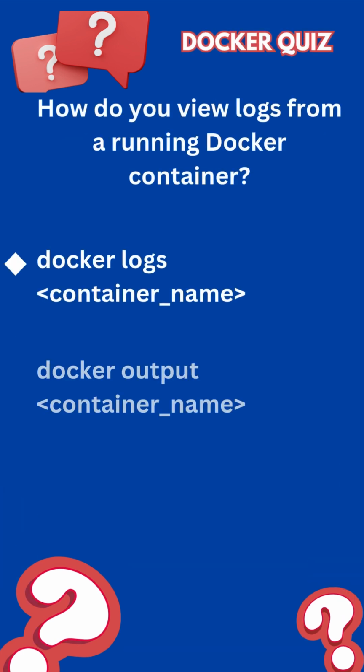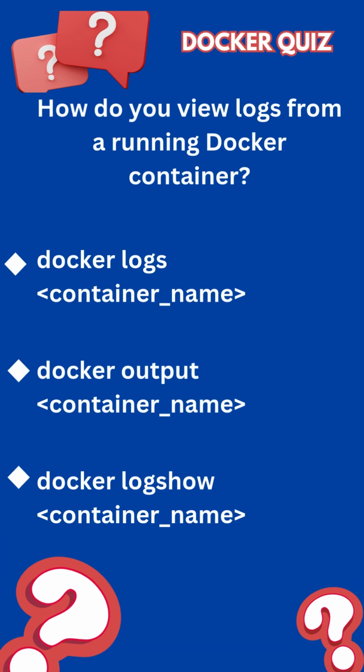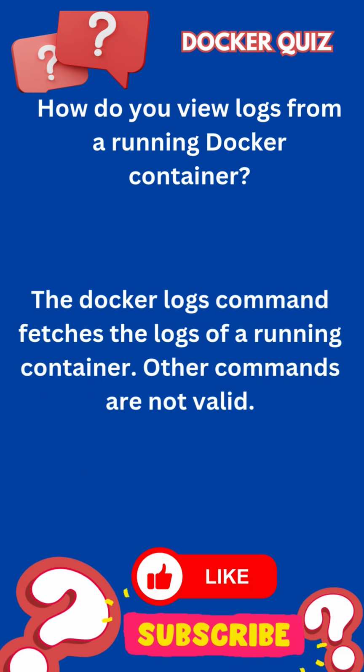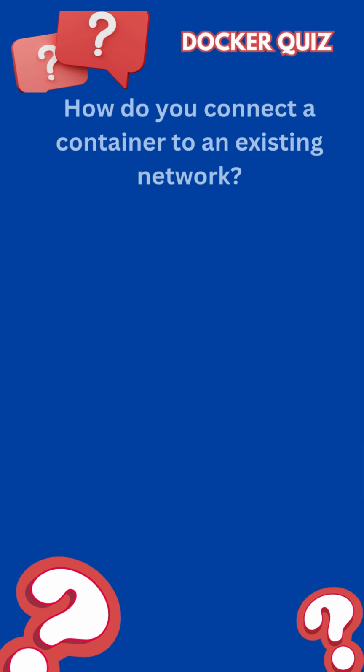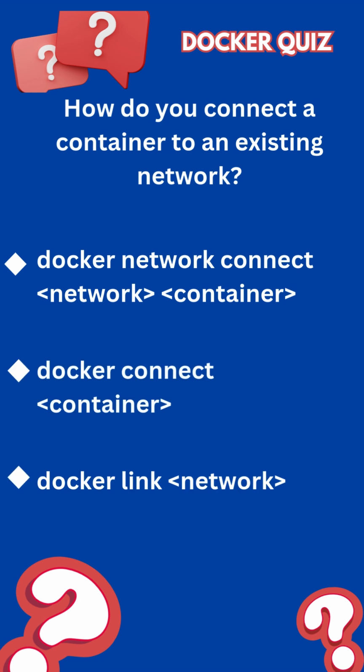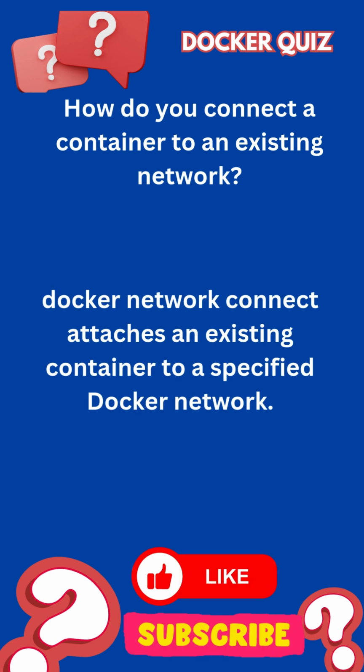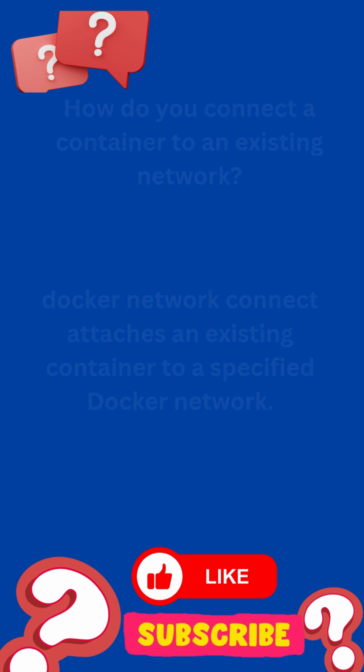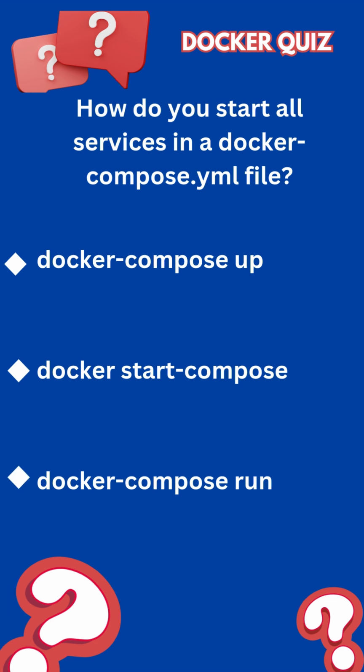How do you view logs from a running Docker container? How do you connect a container to an existing network? How do you start all services in a docker-compose.yml file?